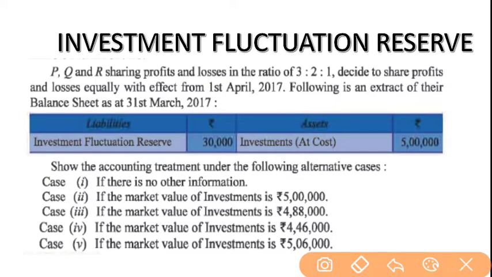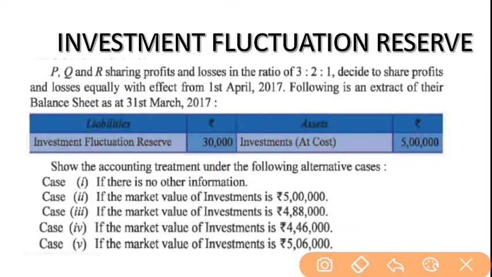So how will we solve the question? Let us solve one question so that we can make this concept clearer, because it may be that the reserve is 30,000 but the difference between cost and market value is less, more, or equal. So how will we generalize the entries?